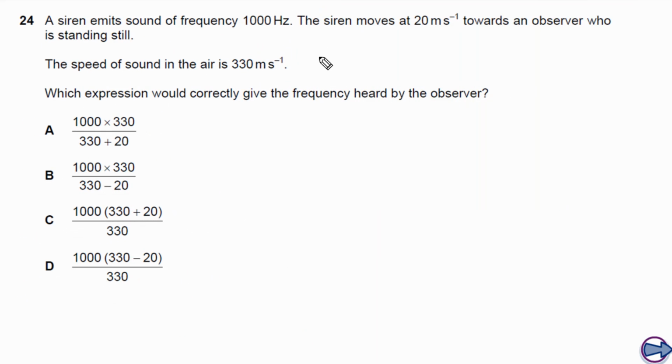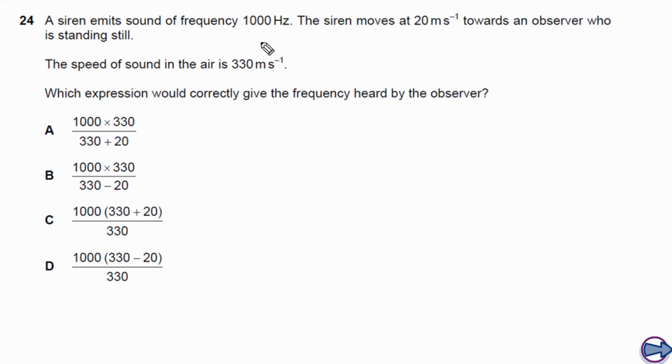Here is a question from Cambridge AS Physics, and this question is based on Doppler effect. Let's try to apply our understanding of Doppler effect and Doppler equations to answer this question. So you can pause this video. First of all, you can try this question by yourself, and then you can come back and compare your answer with my answer.